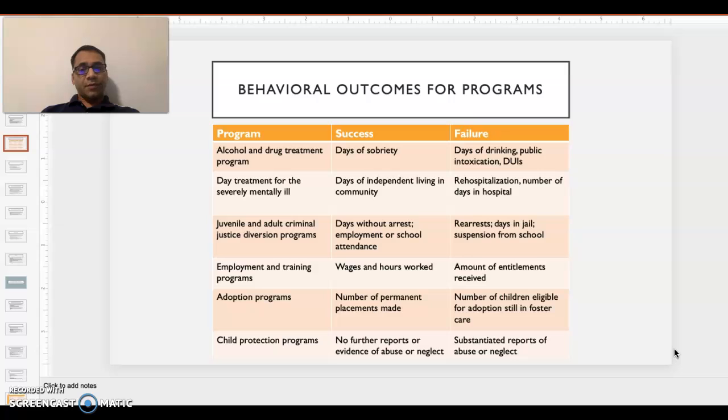Adoption programs: number of permanent placements made, number of children eligible for adoption still in foster care. So sometimes you may get measures for success or failure directly, sometimes indirectly. You can find out the symptoms, like in an adoption program, where we measure the failure in terms of the number of children eligible for adoption still in foster care. For child protection programs, the success can be no further reports or evidence of abuse or neglect, and the failure can be substantiated reports of abuse or neglect.